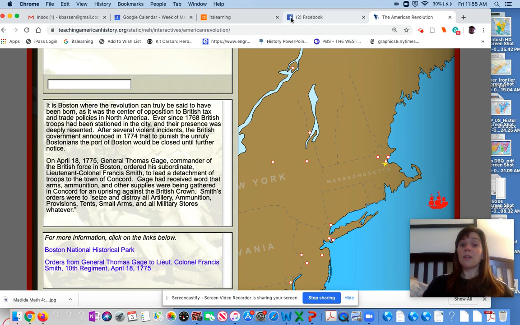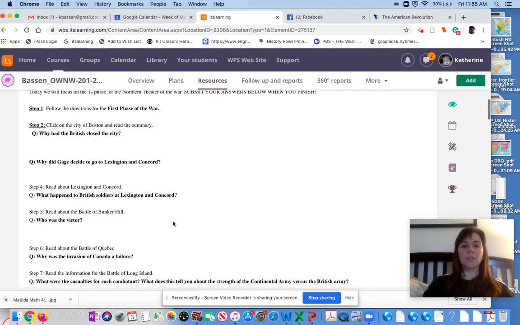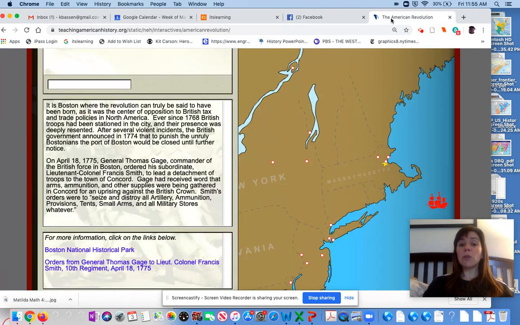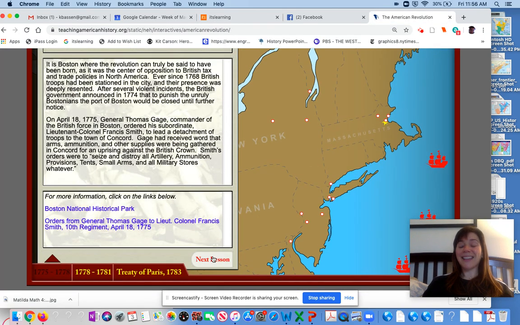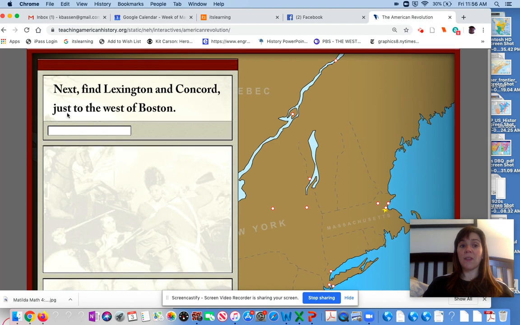So that is why, right, they get word, they send the soldiers out there. So read about Lexington and Concord. So then what you would do is you would then say next lesson. You would click there, and then it says next. Find Lexington and Concord just to the west.